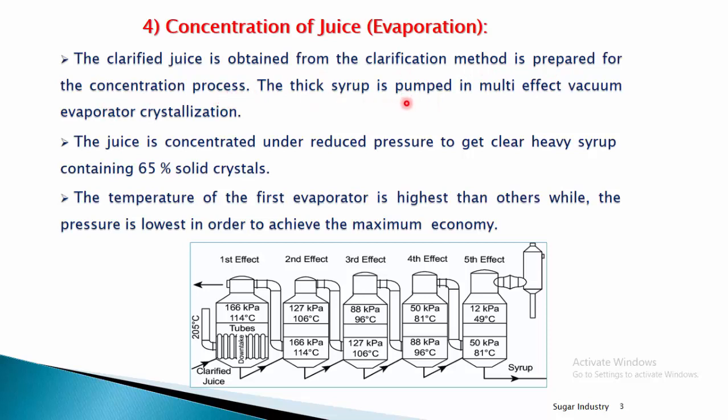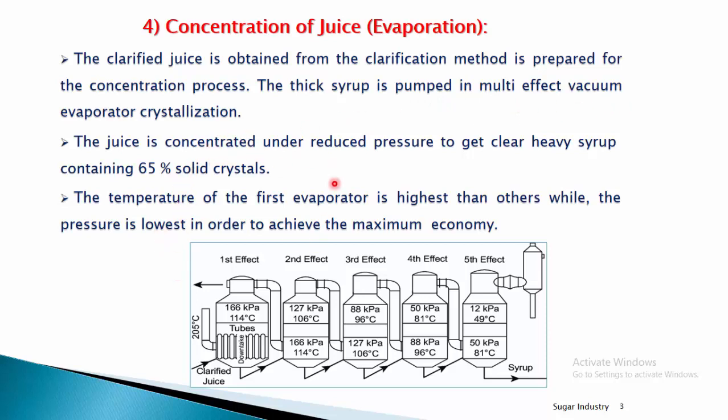The juice obtained from the clarification process, the thick syrup, which is white sugar syrup, is pumped initially into a multi-effect vacuum evaporator. Here we can see the picture. Approximately 4 to 5 different evaporators are connected in a sequence: first effect, second effect, third effect, fourth effect and fifth effect. Since more than 2 effects are there, it is called a multi-effect evaporator, into which the thick syrup from the clarified juice is pumped.